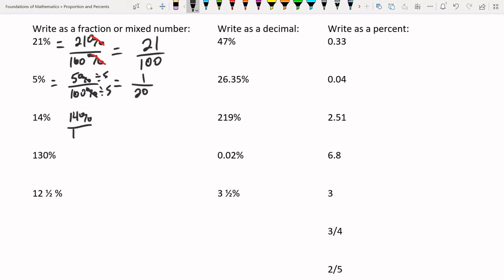14%, we can divide top and bottom by 2, giving us 7 out of 50, and that can't be reduced anymore.